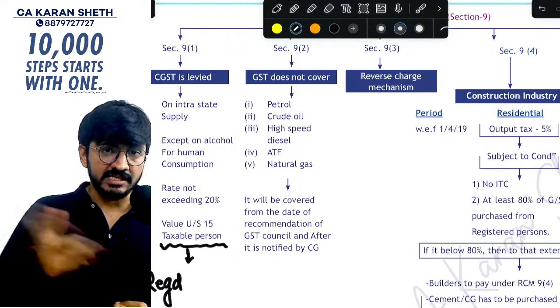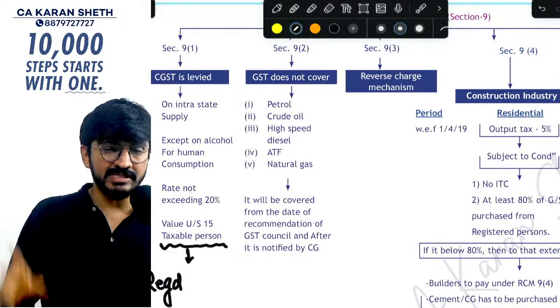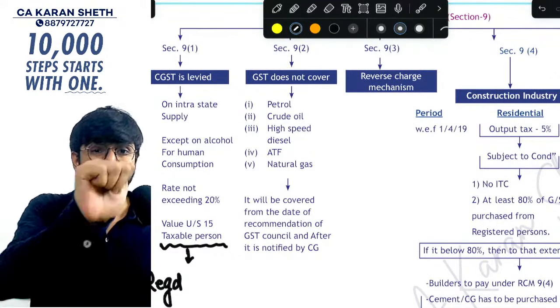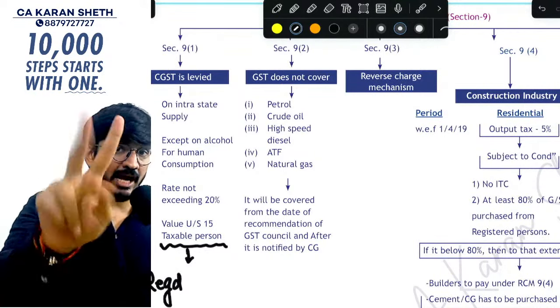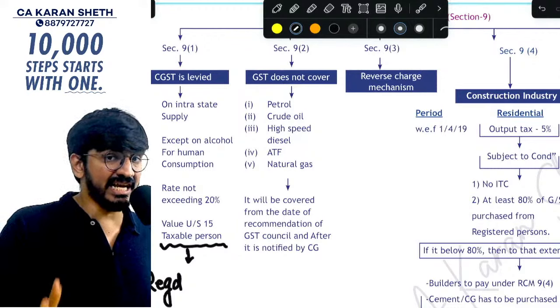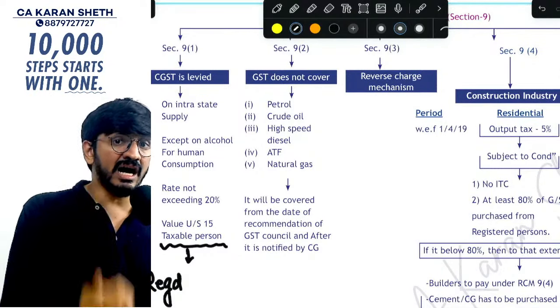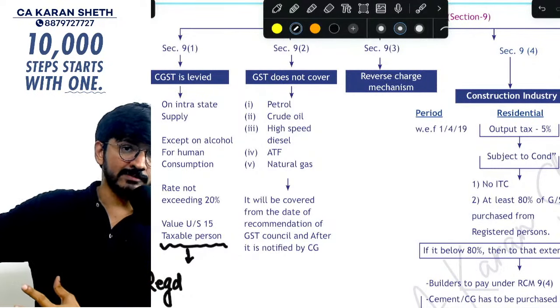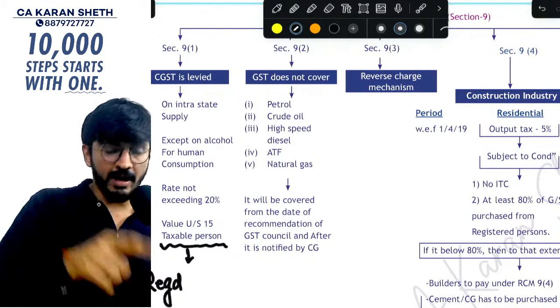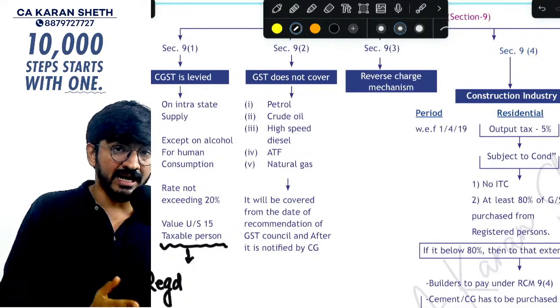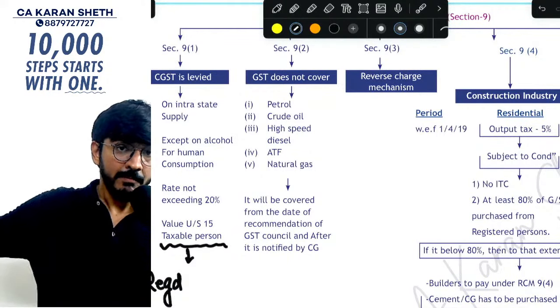So that is 9(1): CGST on intra-state supply of goods or services except alcoholic liquor for human consumption, at a rate not exceeding 20%. Mind you, this is just the CGST rate. So the total rate comes out to be CGST 20%, SGST 20%, 40% total, on a value determined under section 15, payable by the taxable person.